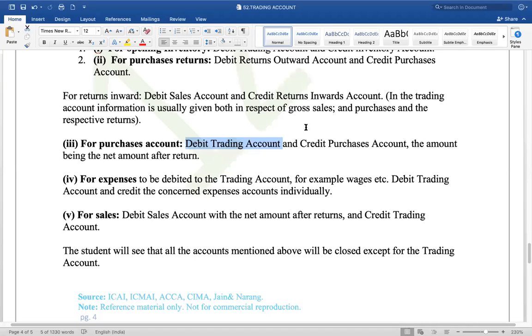What for? Closing. If it is closing, credit to trading account. If it is opening inventory, debit to trading account. If it is closing inventory, credit to trading account.